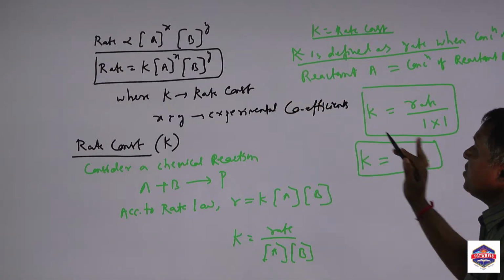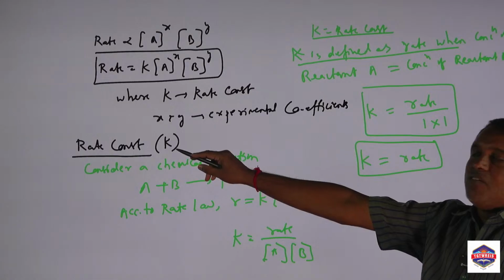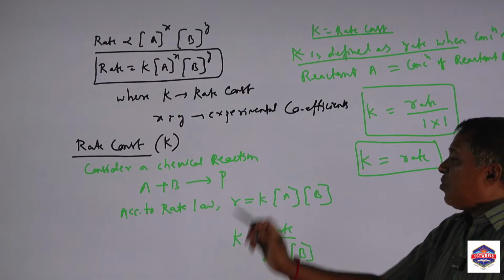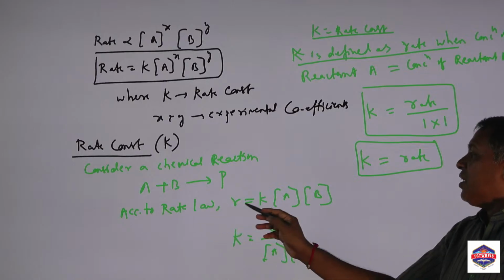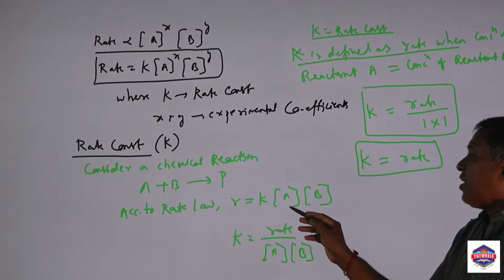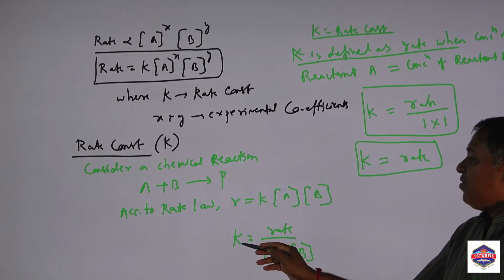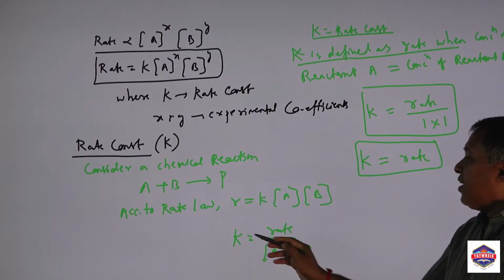So in this condition only we can define the rate constant k. Consider a chemical reaction A plus B gives product P. According to the rate law, rate is equal to k into [A] into [B]. This is according to the rate law. So from this we write for k only now. k is equal to what now?